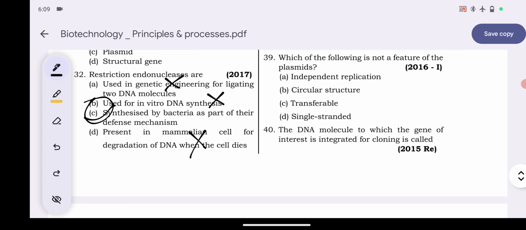The DNA ligase enzyme forms a phosphodiester link between the 3' hydroxyl at one end of one fragment and a 5' phosphate at the other end of another fragment to connect two DNA fragments together. And using DNA ligase, foreign DNA and a plasmid with complementary ends can be ligated. So option C is your answer.